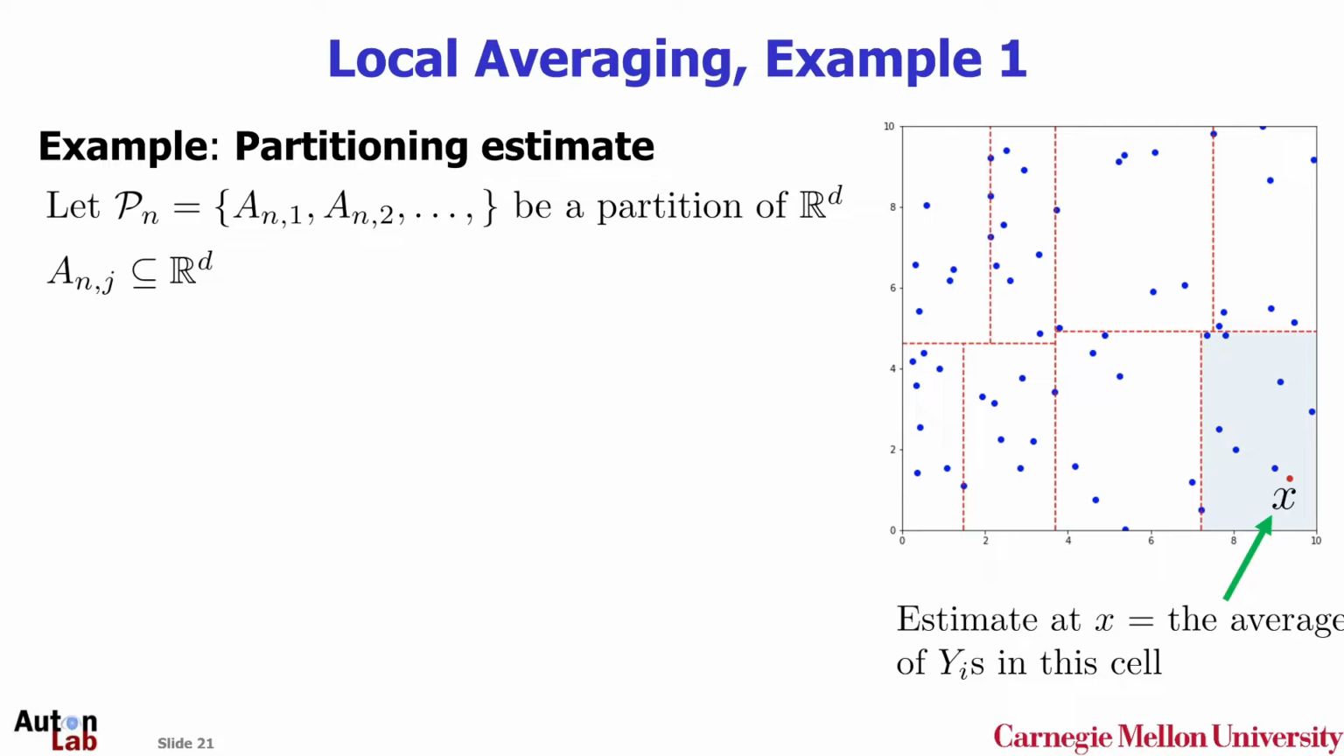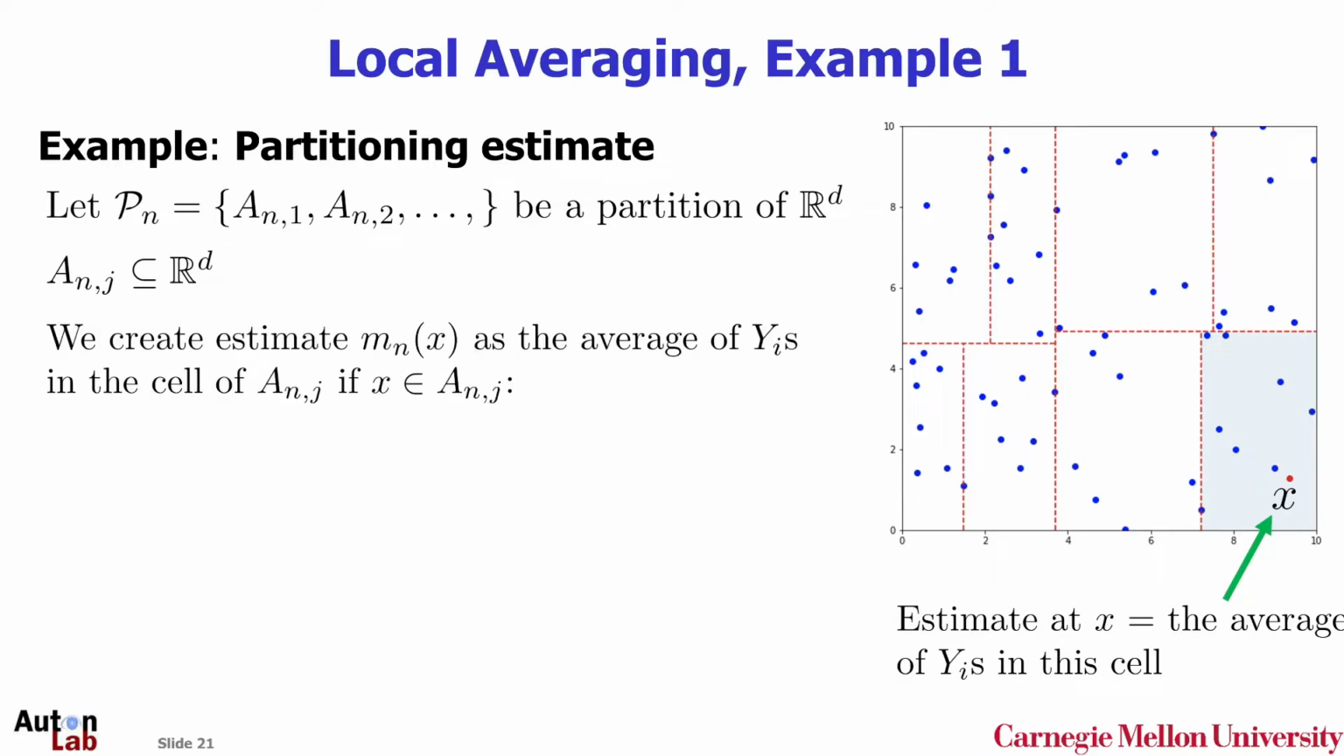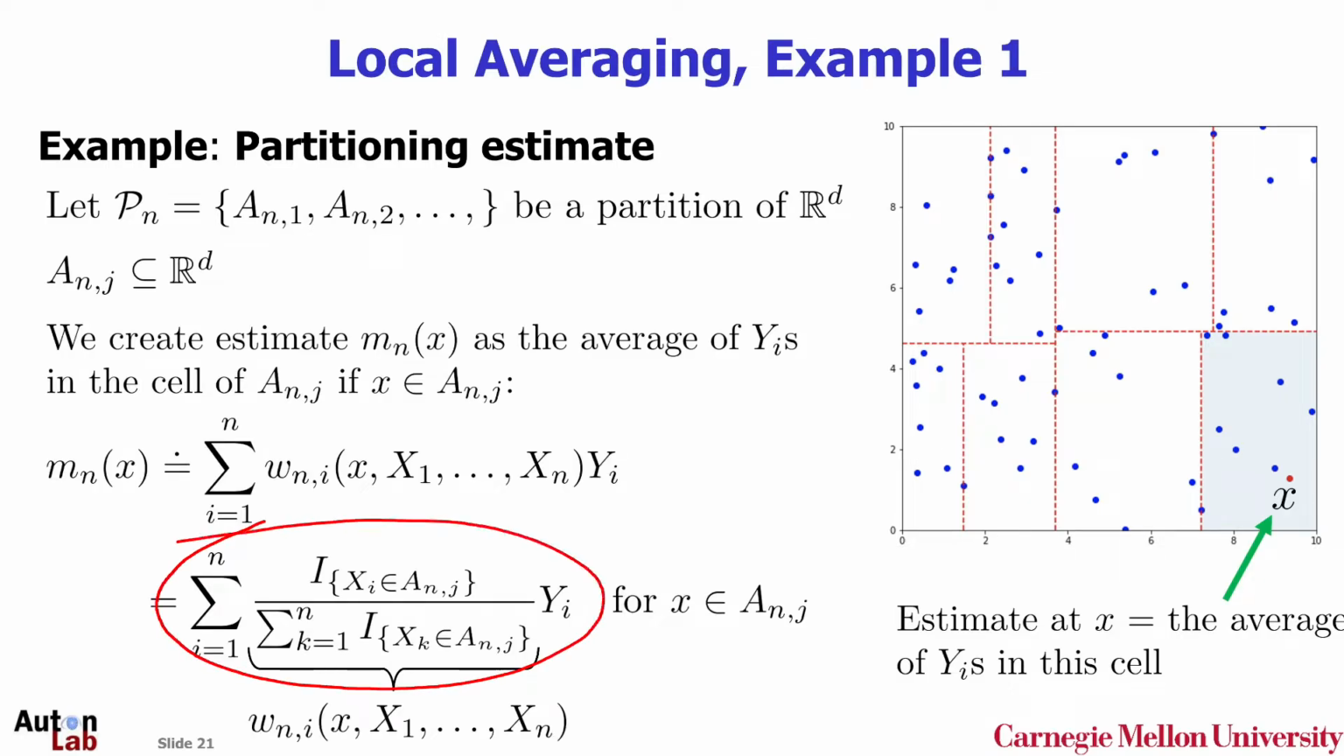If we want to make a prediction at a test point x, we find its cell first. For example, let that cell be A_nj. Then we just simply average the labels of the training points in this cell, and that will be our prediction. Formally, with an equation, this is written here. Here, the denominator just counts how many points we have in this cell A_nj, and the indicator in the numerator is 1 if point xi is in cell A_nj, and it's 0 otherwise.